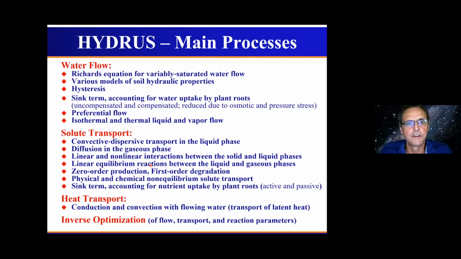We can use various models to describe soil hydraulic properties. Obviously, we mostly use the van Genuchten functions, but we can use other functions as well. We can deal with hysteresis. We can account for the sink term, which can account for the water uptake by plant roots, which can be either compensated or uncompensated, and which can account for various stresses, such as saturation and osmotic stresses. We can also deal with preferential flow, and finally also with isothermal and thermal liquid flow.